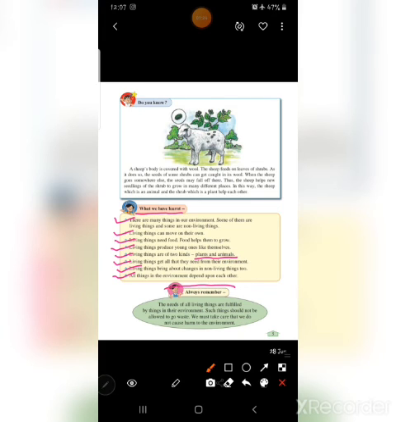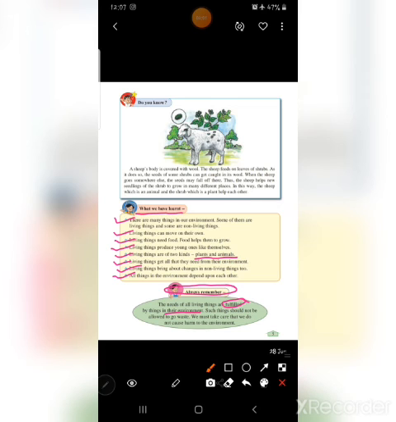See here, children, below, one important point is given. Let us see what it is. The needs of all living things are fulfilled by things in their environment. Such things should not be allowed to go waste. We must take care that we do not cause harm to the environment. See, it is a very important point. You should always remember that whatever the living thing needs is fulfilled by whatever things are available in the environment.